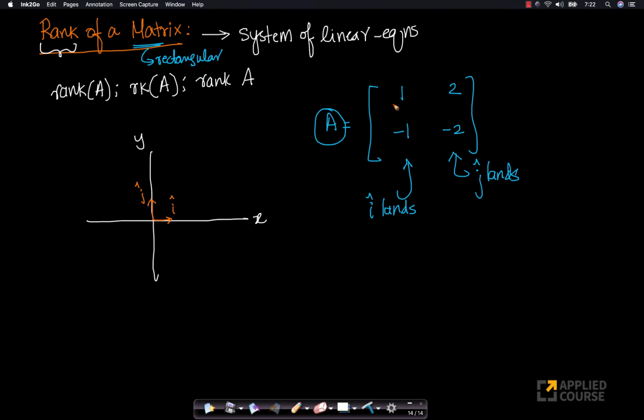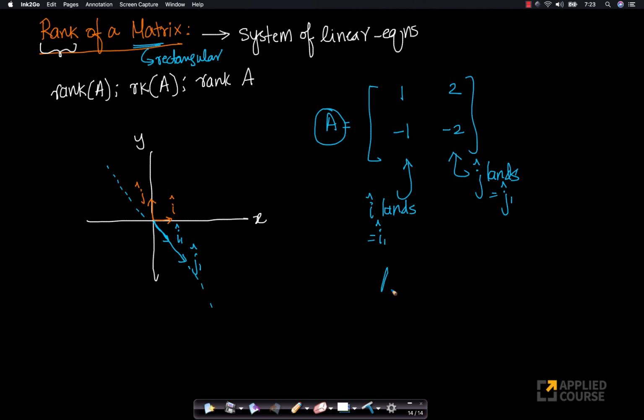But look at what happens after the transformation. My I hat lands at (1, -1), which is roughly here. Let's call this I1 hat, as we have typically called it throughout this course, and let's call this J1 hat. I1 hat lands here. Where would J1 hat land? If you notice, J1 hat also lands here. Both I1 hat and J1 hat are on the same line. If we try to draw a line here, I1 hat and J1 hat are lying on the same line.